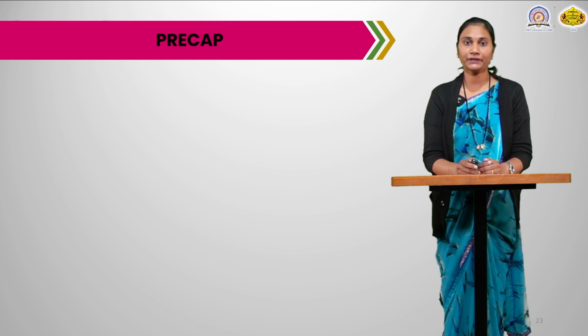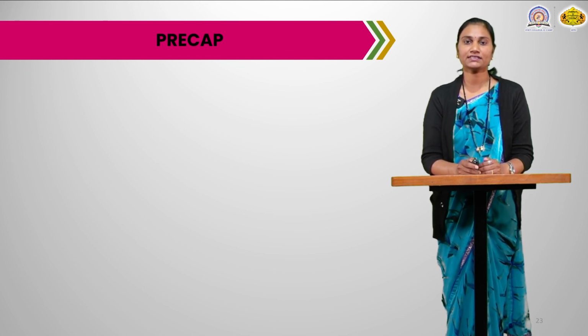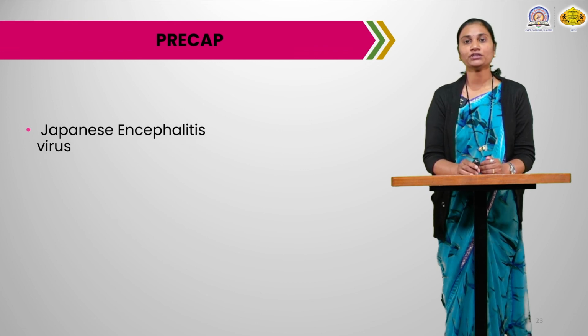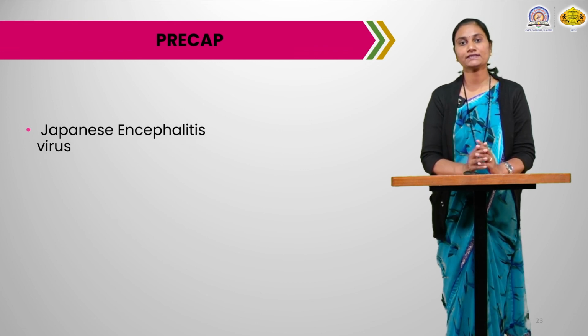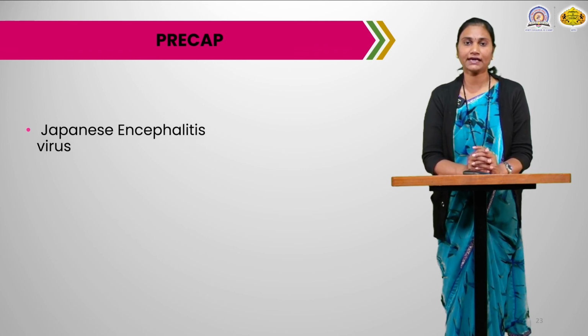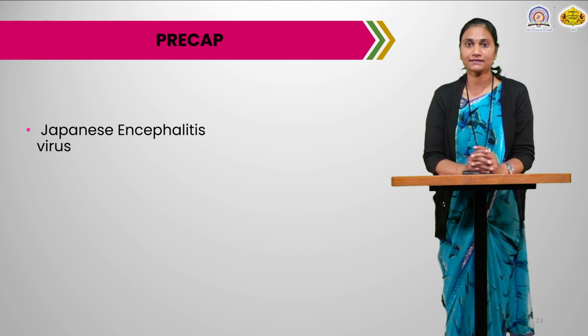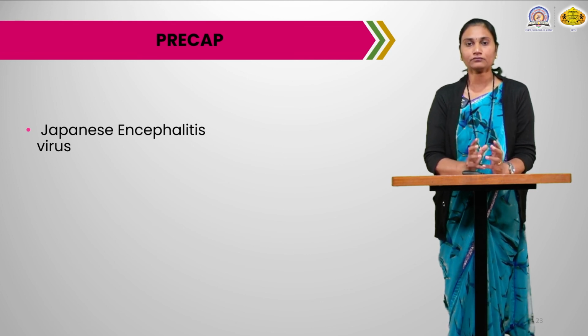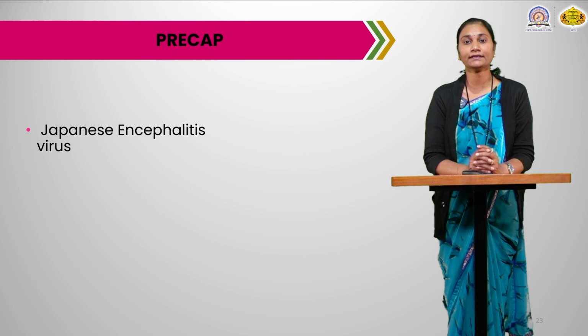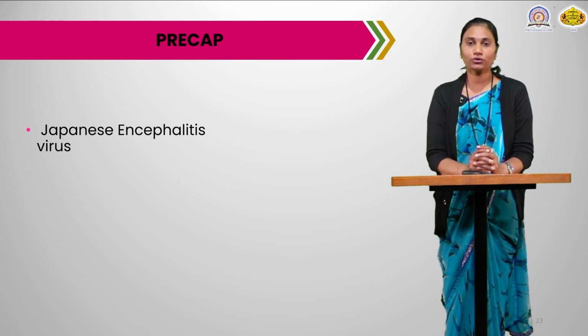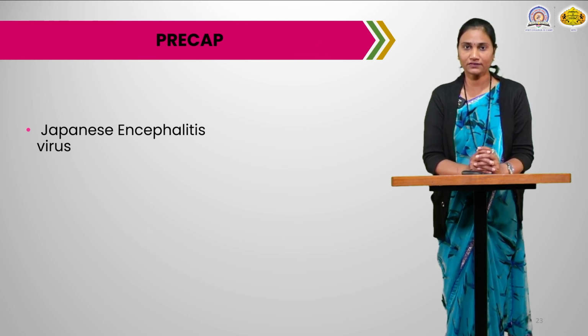So, let us have a recap of what we are going to discuss in our next lecture. In our next lecture, we are going to discuss another virus, that is Japanese encephalitis virus. Japanese encephalitis virus is basically the virus which infects the nervous system. From the name itself, you might have got an idea, since there is encephalitis. Encephalitis is what? It is an inflammation of the brain. So, this virus generally infects the nervous system.